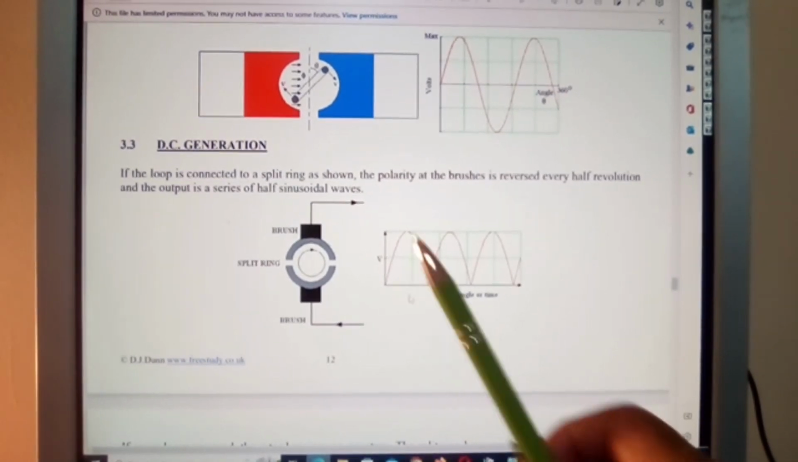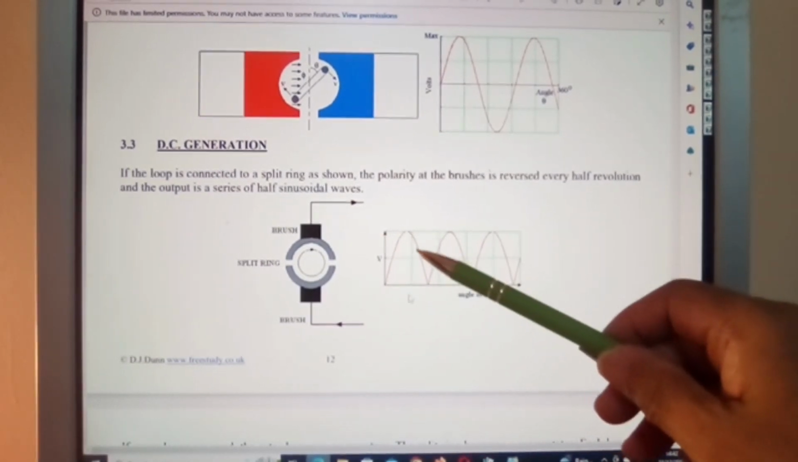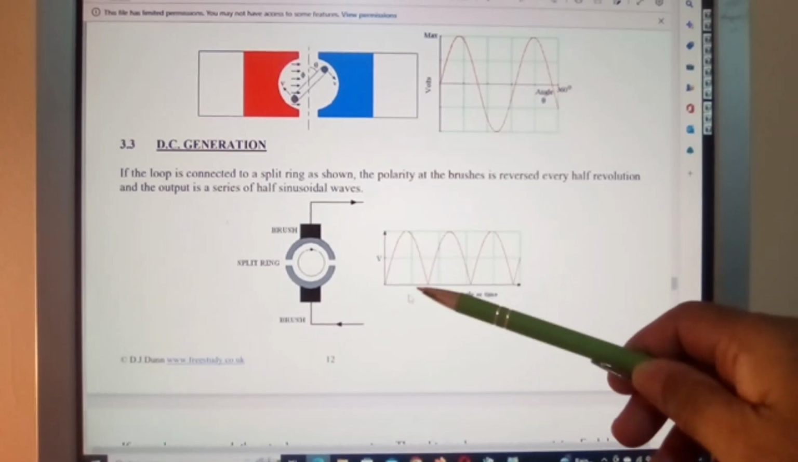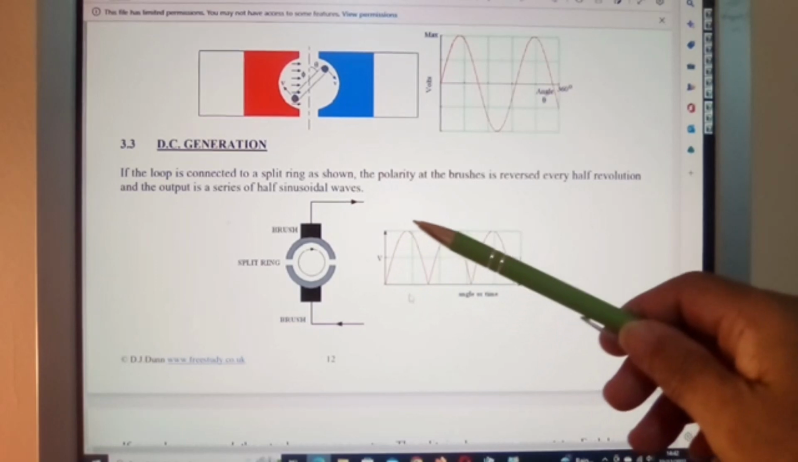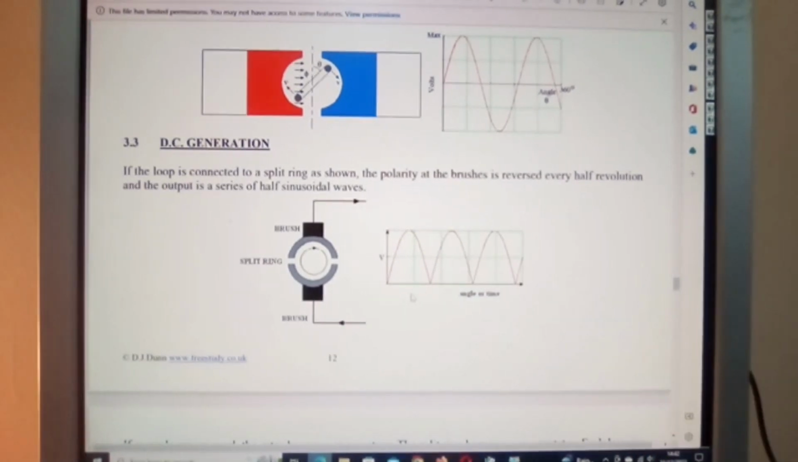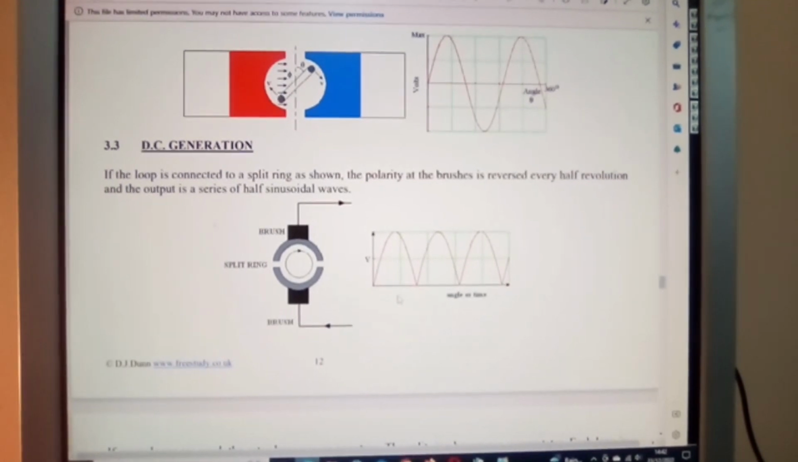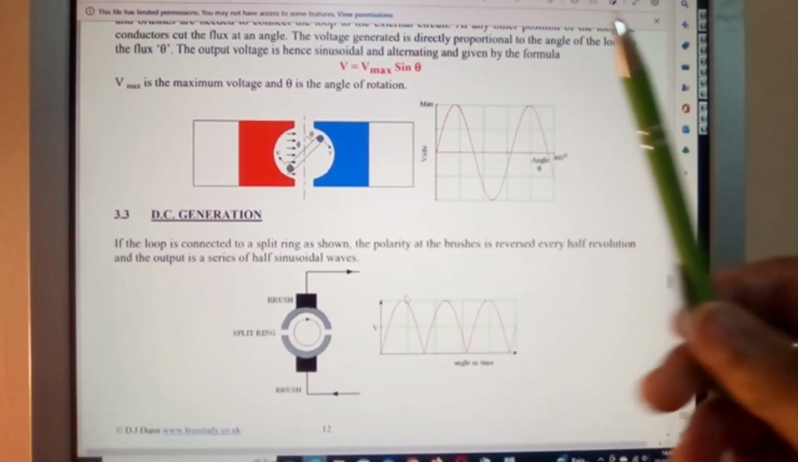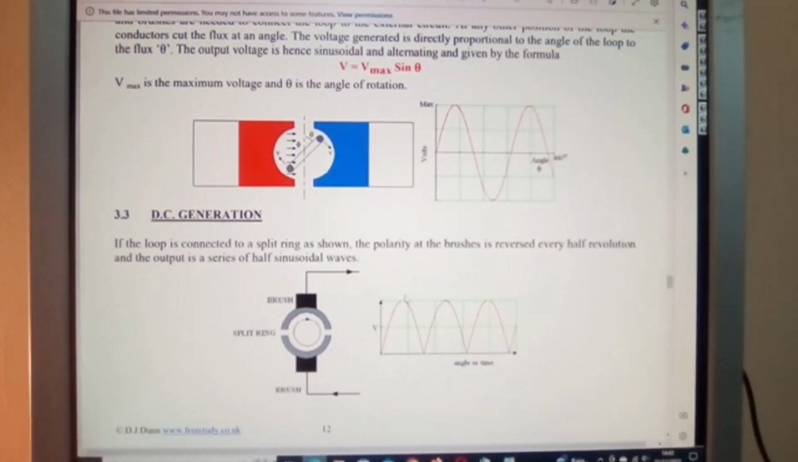Yes, DC generation. This is a half wave DC generated waveform. The smoothing has not taken place because there is no capacitor in the circuit. So this is just an unsmoothed DC rectification. This here will be your sinusoidal waveform, positive to negative.